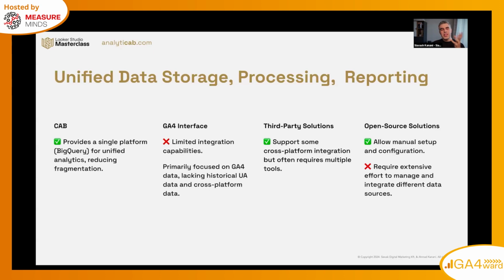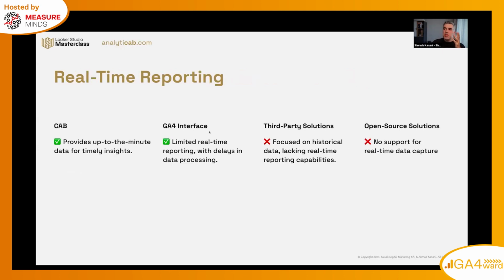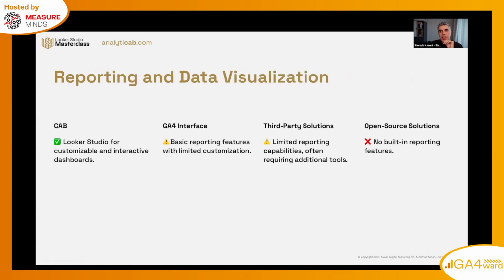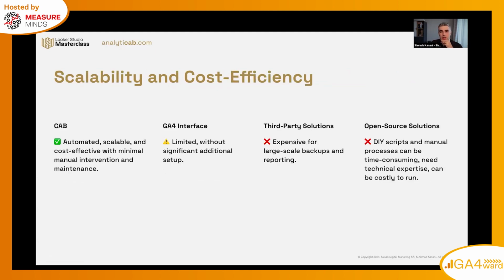Okay. Now, I don't really talk about CAP versus alternatives, but it provides a single platform. It's the only thing that we saw in the market that provides a single unified view between UA and GA4 and real time. And it's compared to the GA4 interface, third-party solutions, and open source solutions, including the ones that are ours. It's almost the one that gives us real time and flexibility to choose how real time we want to be. We can use Looker Studio for reporting, which is really fine, and it's not available in many other solutions. And it's really automated and scalable.